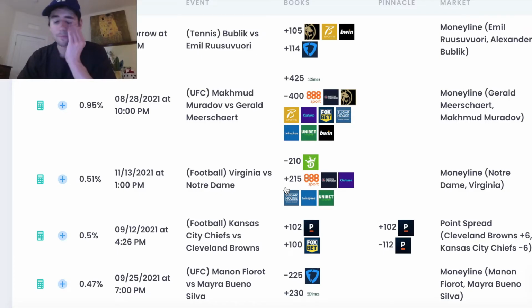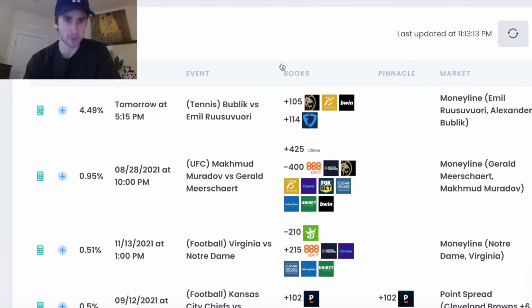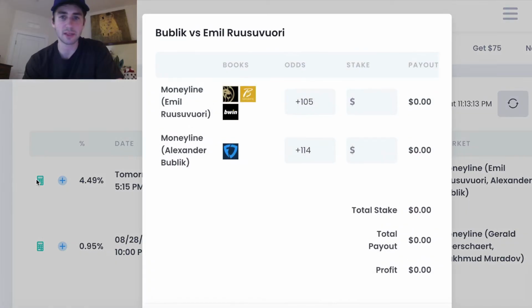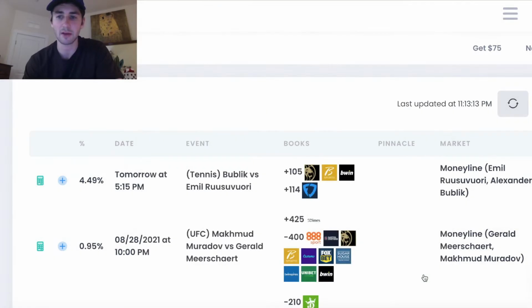So here we can see an example of an arbitrage bet that is currently available for tomorrow in this tennis match. I'm not sure what league this is. We can kind of check. I believe it's ATP or WTA. I guess this is ATP. What we can see is we're getting plus money on both sides, right? Either this Emil person or this Alexander guy, they have to win the tennis match. You can't have a tie in tennis. One of these persons has to win, and you're getting plus money on both sides.